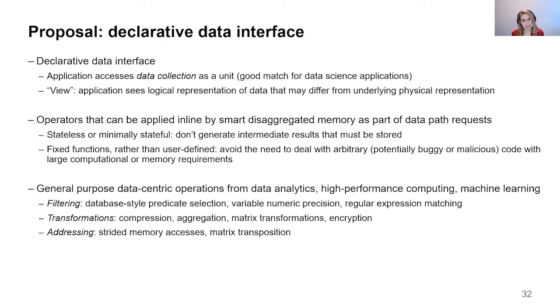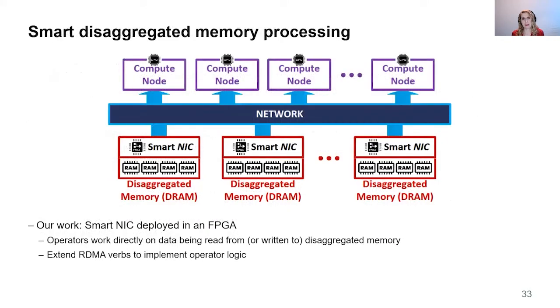Now, in order to raise the level of semantic abstraction to this notion of a data interface, we're going to need some processing capabilities in the memory. The way that we've been approaching the problem is to use a smart NIC that's actually implemented in an FPGA in order to do this processing. The idea is that we implement the operators in the FPGA and allow them to operate directly on data that's being read from the memory as well as written to the memory. And they're exposed through RDMA verbs that are extended to actually implement the operator logic.